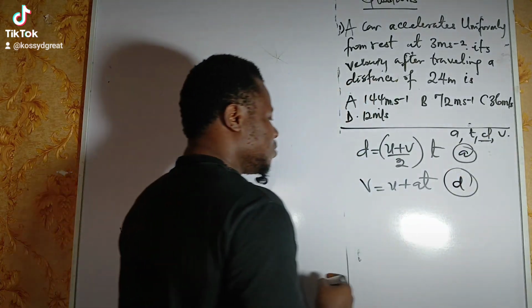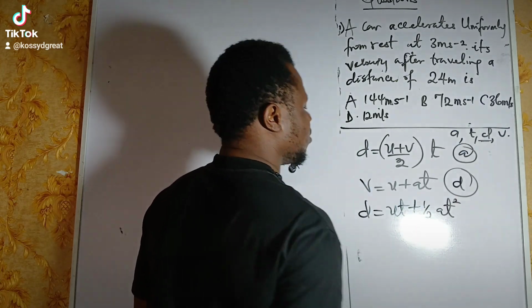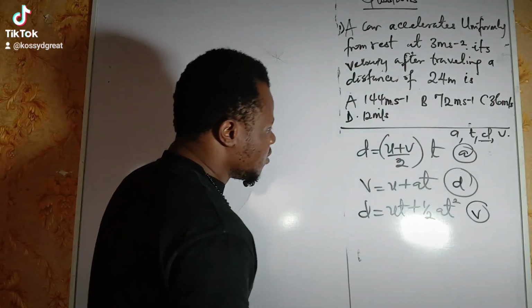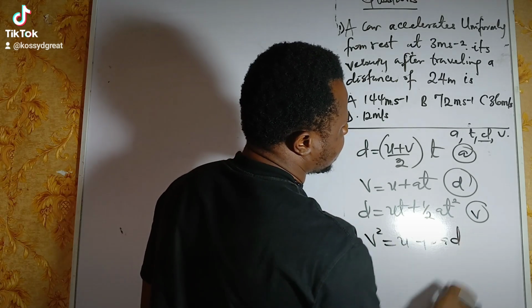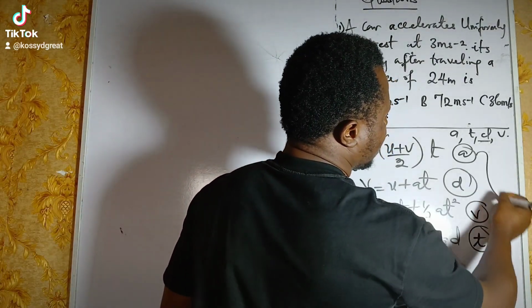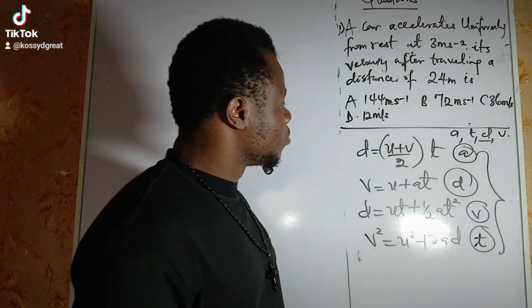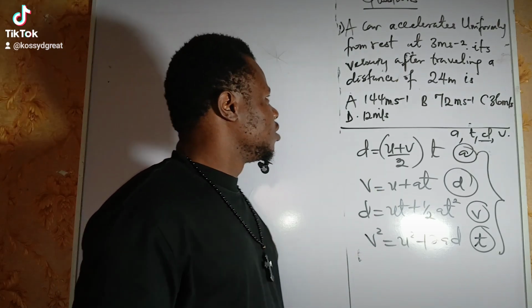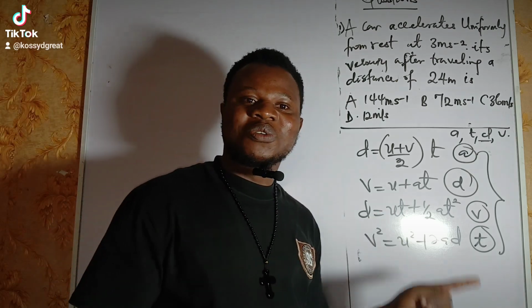Then we have another one, D is equal to UT plus 1 over 2 AT squared. Something is missing in this equation, which is the final velocity. Then again, we also have V squared is equal to U squared plus 2AD. If you look at this equation, something is missing, which is time. Look at all these parameters; they constitute the kinematic study of motion. Now, whenever a question is given to you, try to bring out all the parameters of the question. When you bring out the parameters, you are going to see the equation to apply.